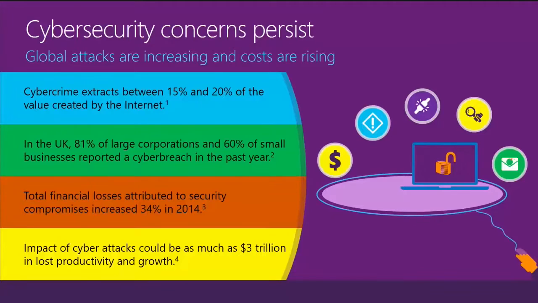And thanks to Microsoft Virtual Academy, who brought us together to demonstrate what this guy is doing. So what are the cybersecurity concerns at present? If you look at the global attacks, the cost is rising every single second. Cybercrime extracts between 15 and 20% of the value created by the internet. We can look at each and every country one by one, and the result is not going to change. The impact, I think they say, could be as much as 3 trillion in lost productivity and growth. To be honest, I can't even imagine how much money 3 trillion is.